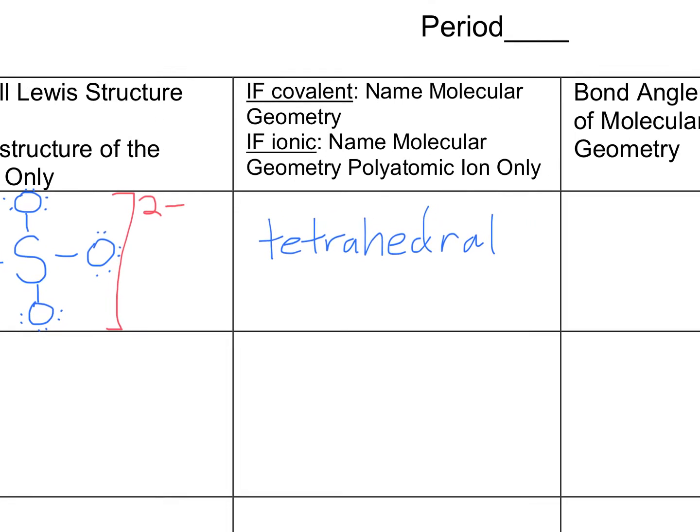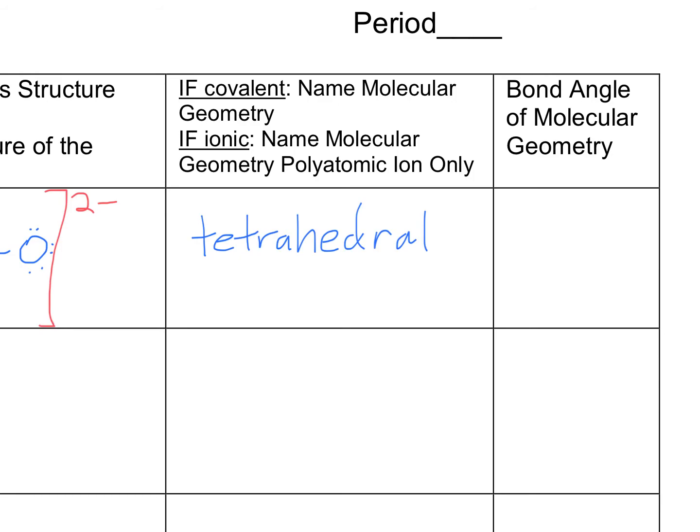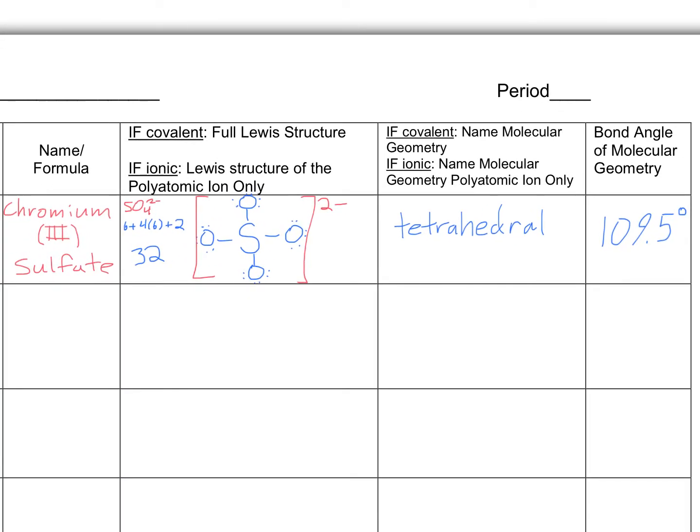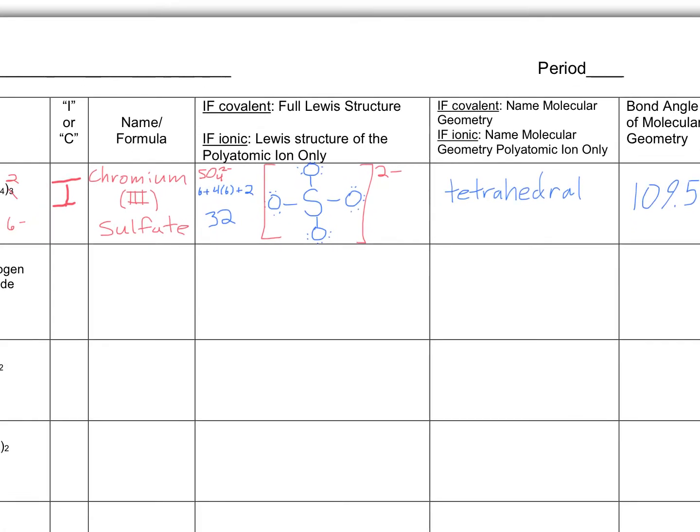The angles for tetrahedral are 109.5 degrees each. So this table will help you bring together all of our concepts: naming, formula writing, identifying ionic or covalent, Lewis structures, molecular geometry, and the angles of that molecular geometry.